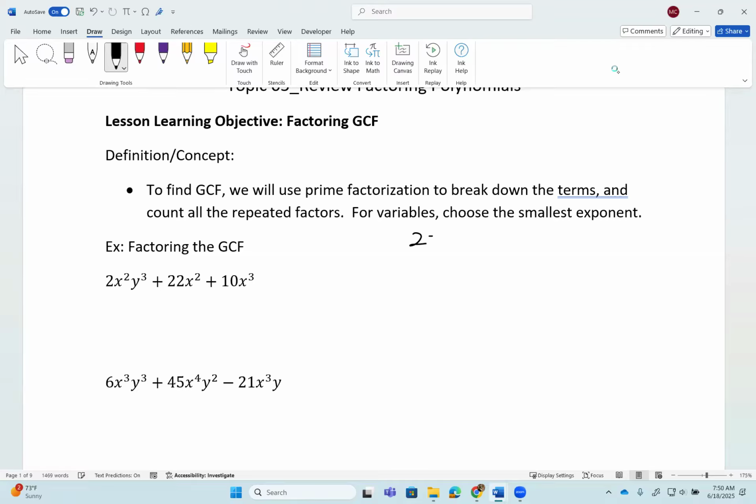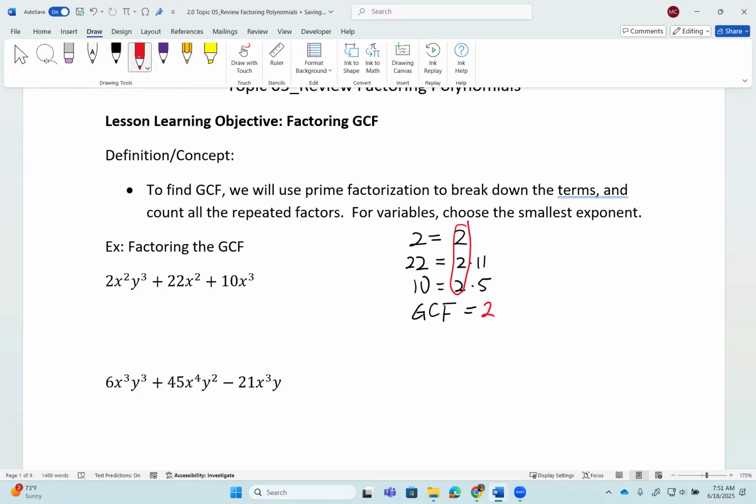To break it down, 2 is 1 times 2. I'm just going to use prime numbers here. Just write a 2. 22, if I break it down using prime numbers, is 2 times 11. 10 is 2 times 5. So the greatest common factor between 2, 22, and 10, by counting the repeated factors: the factor 2 is repeated between all three terms, and we count that one time. Then that will be my greatest common factor between these three numbers.